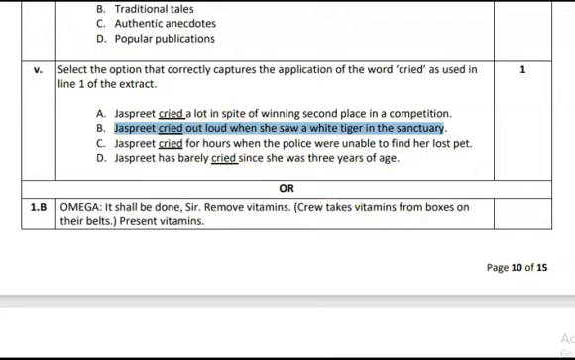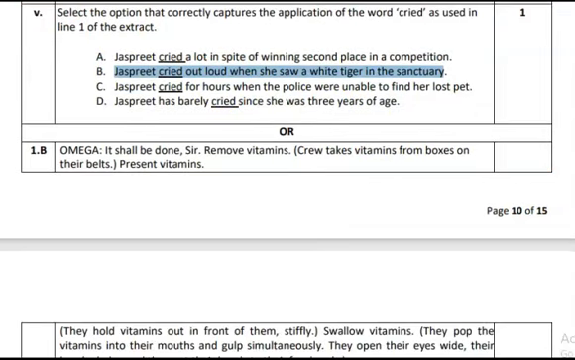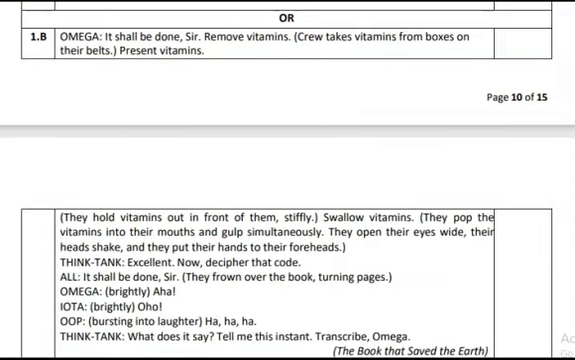But let us compare the second one. This extract has been taken from the book that saved the earth, and let us quickly go through it, how the questions have been set.